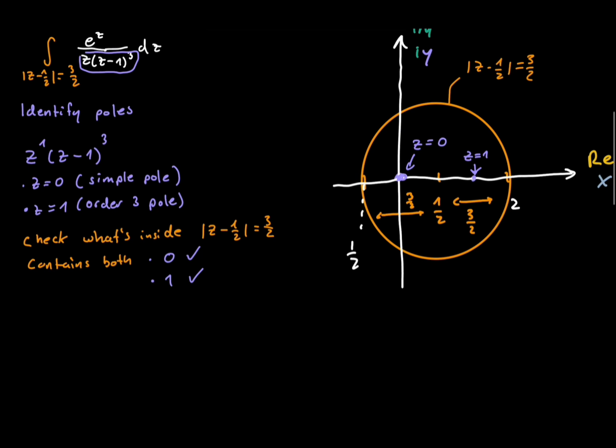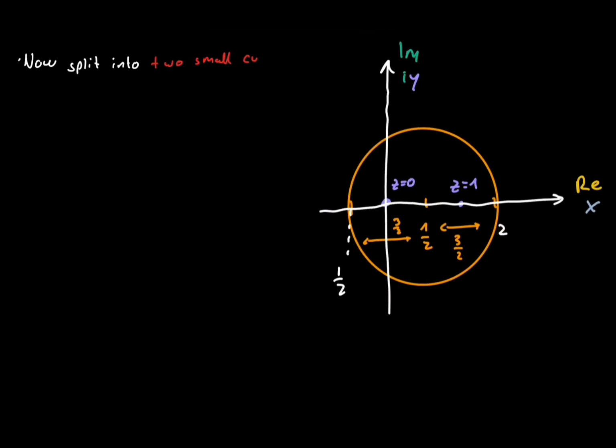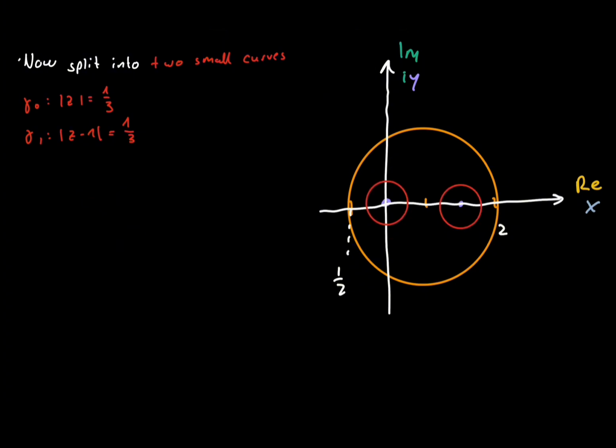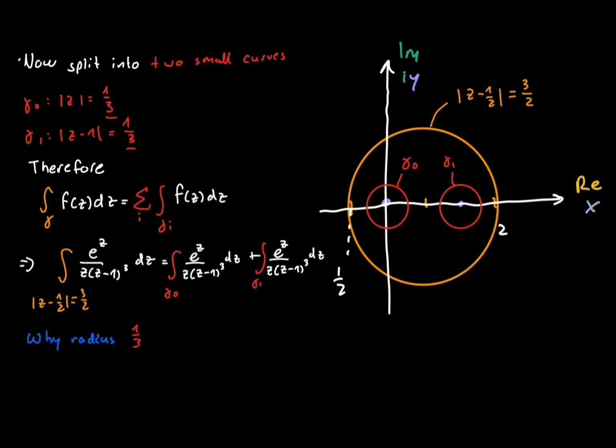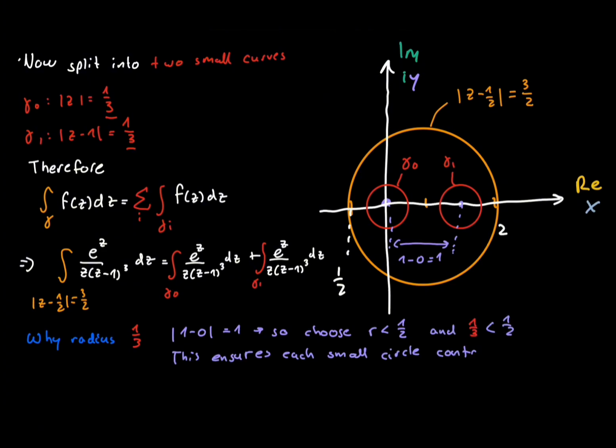So instead of trying to apply Cauchy directly, we split the integral into two parts. One small circle goes around 0, the other small circle goes around 1. We choose radius 1/3 for both small circles. Why 1/3? The distance between 0 and 1 is 1. So if we choose a radius smaller than 1/2, each circle only contains one pole. 1/3 is just a simple, safe choice.